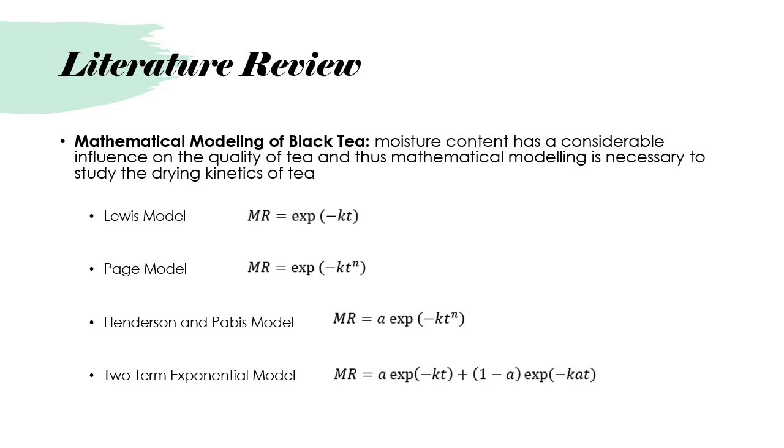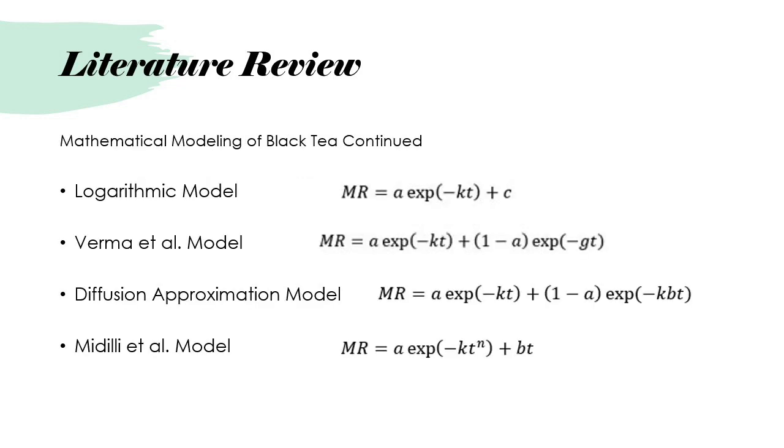Two-term exponential model. This model consists of the first two terms of the solution of Fick's law of diffusion. It was modified by reducing the constant number and organizing the second exponential term. Now the logarithmic model. This model is in the logarithmic form of the Henderson and Pabis equation in addition to an empirical term and was applied for drying of pineapple. In the given expression of moisture ratio, C is the empirical constant.